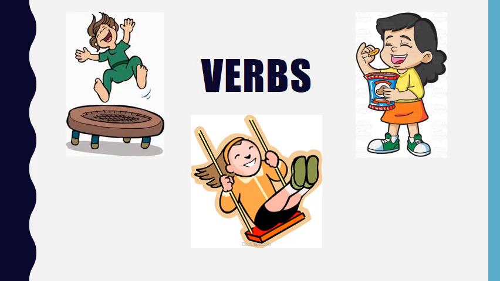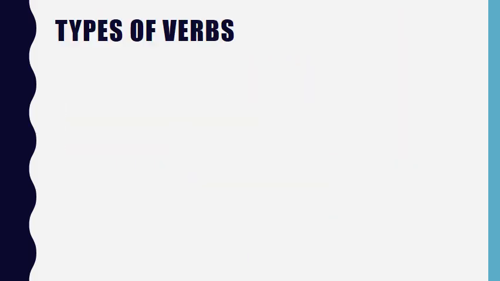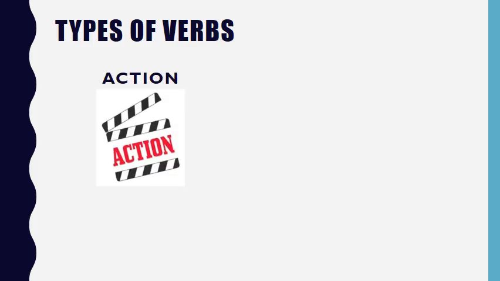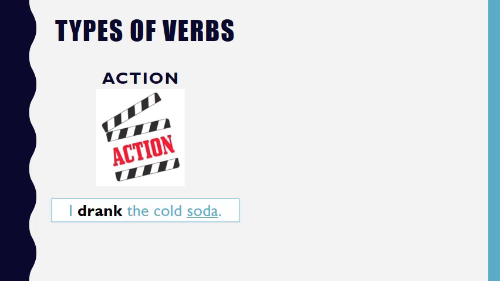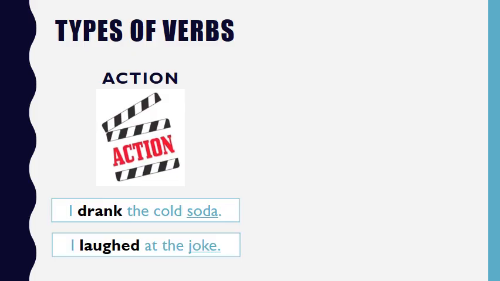The following part of speech is called a verb. Verbs show action or a state of being. There are 2 different kinds of verbs. The first kind is an action verb. These verbs show action. When using this verb, you can physically see someone doing this action. For example, in the sentence, "I drank the cold soda," drank is the action verb. I know it is an action verb because I can physically see someone drink the soda. Another example is, "I laughed at the joke." Laughed is the action verb because I can see someone laughing at the joke.